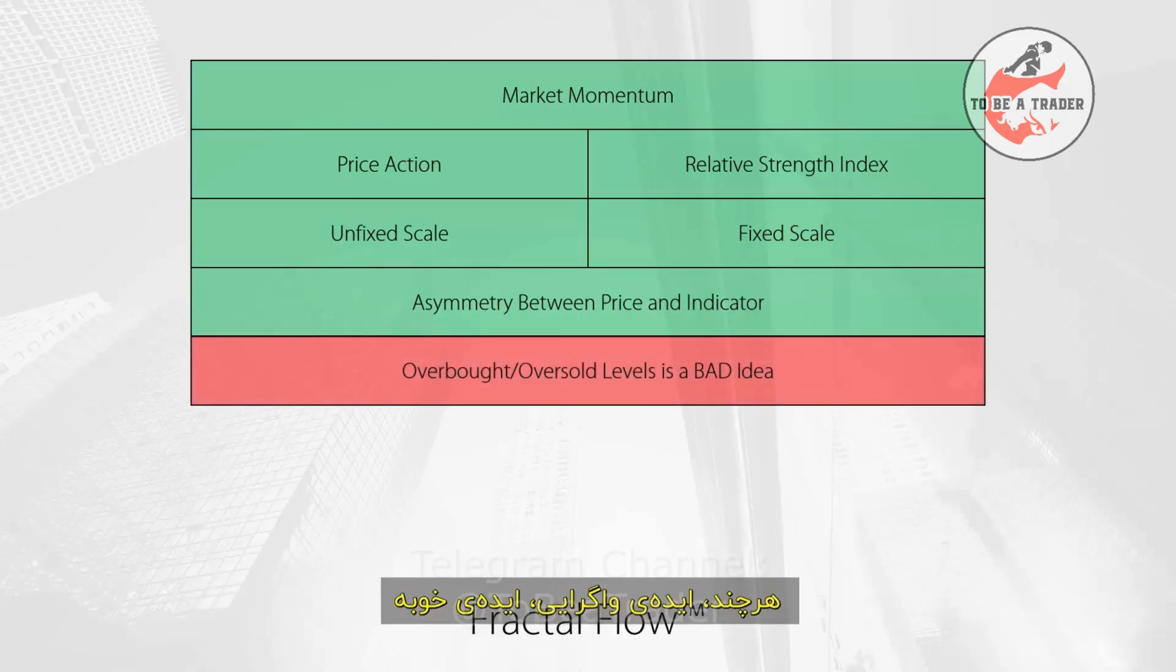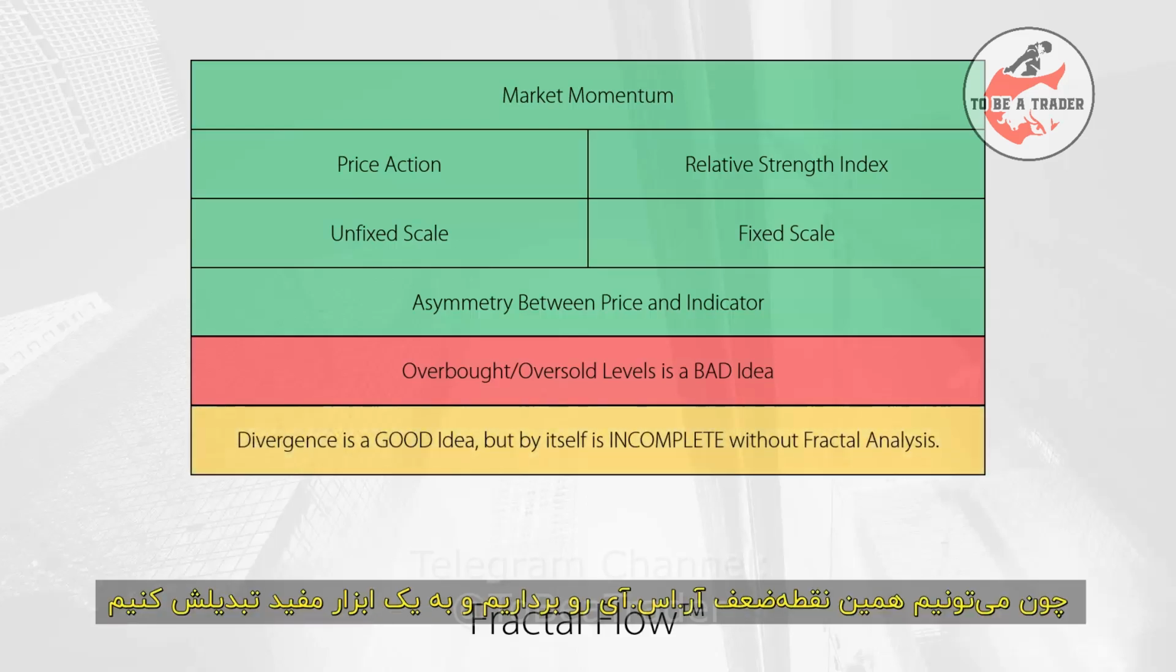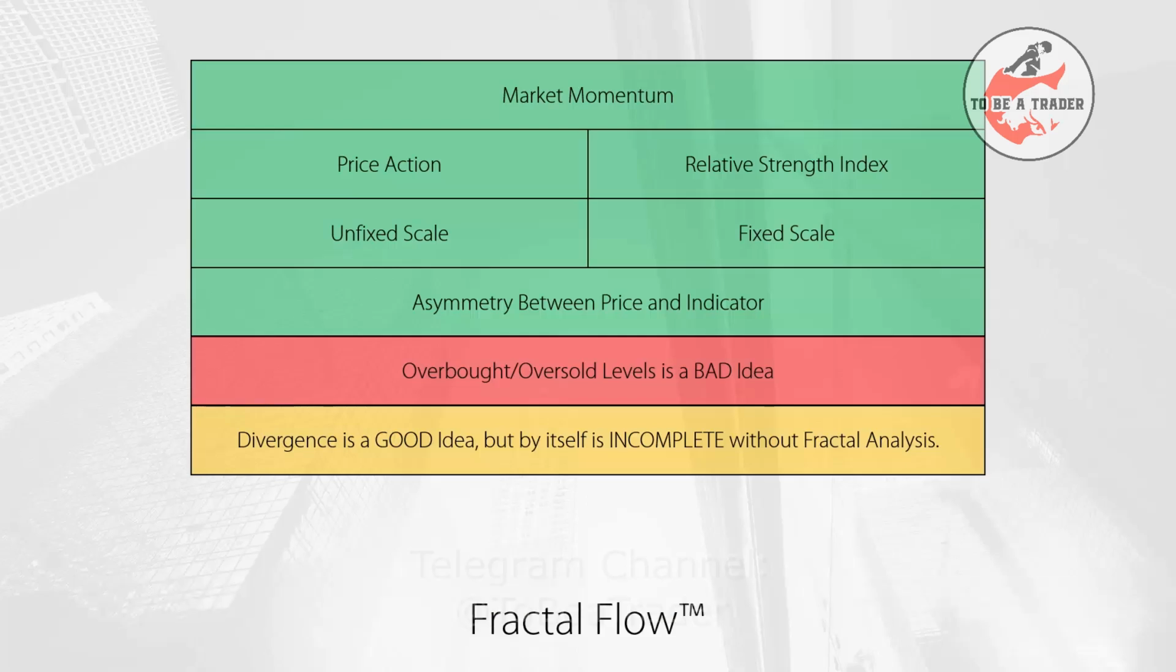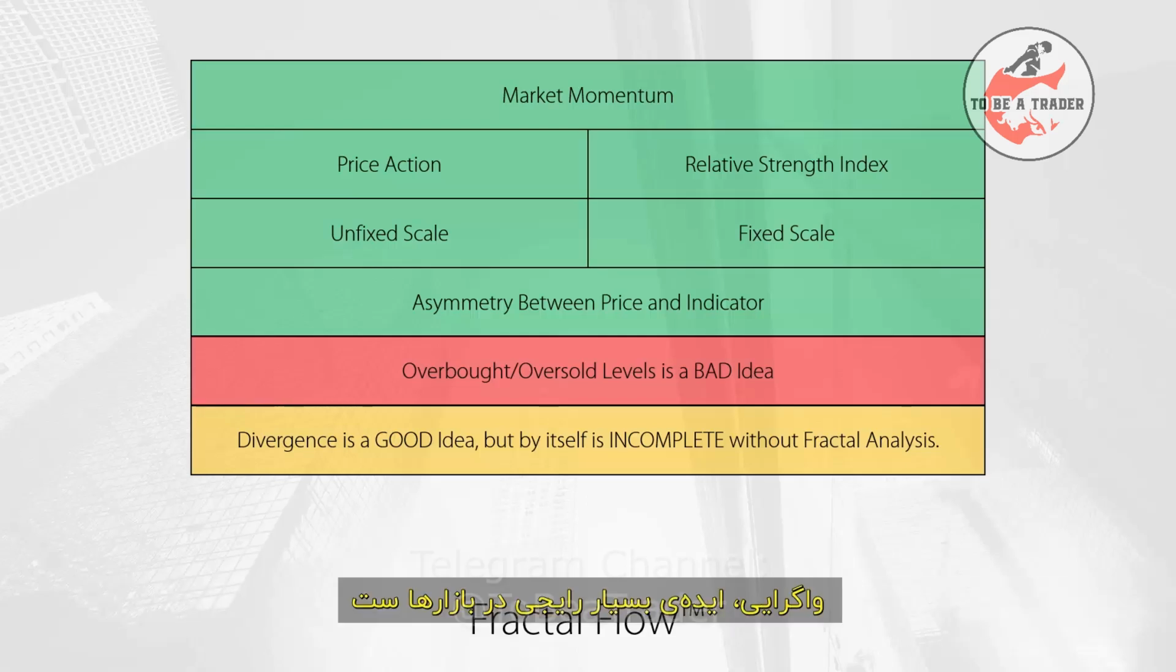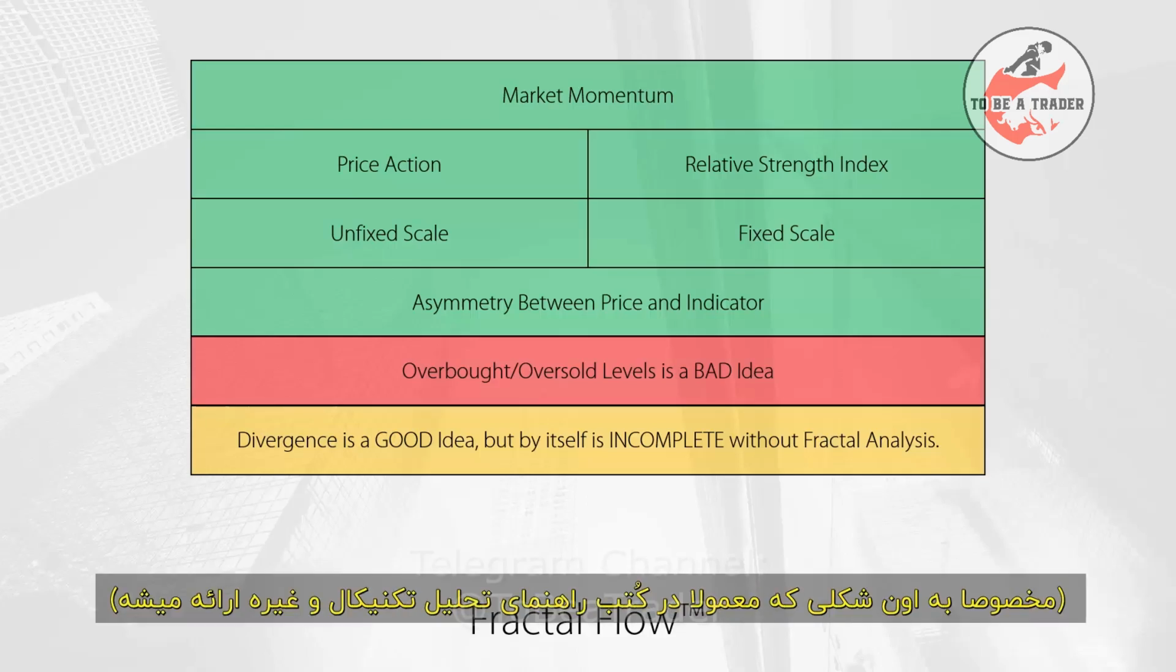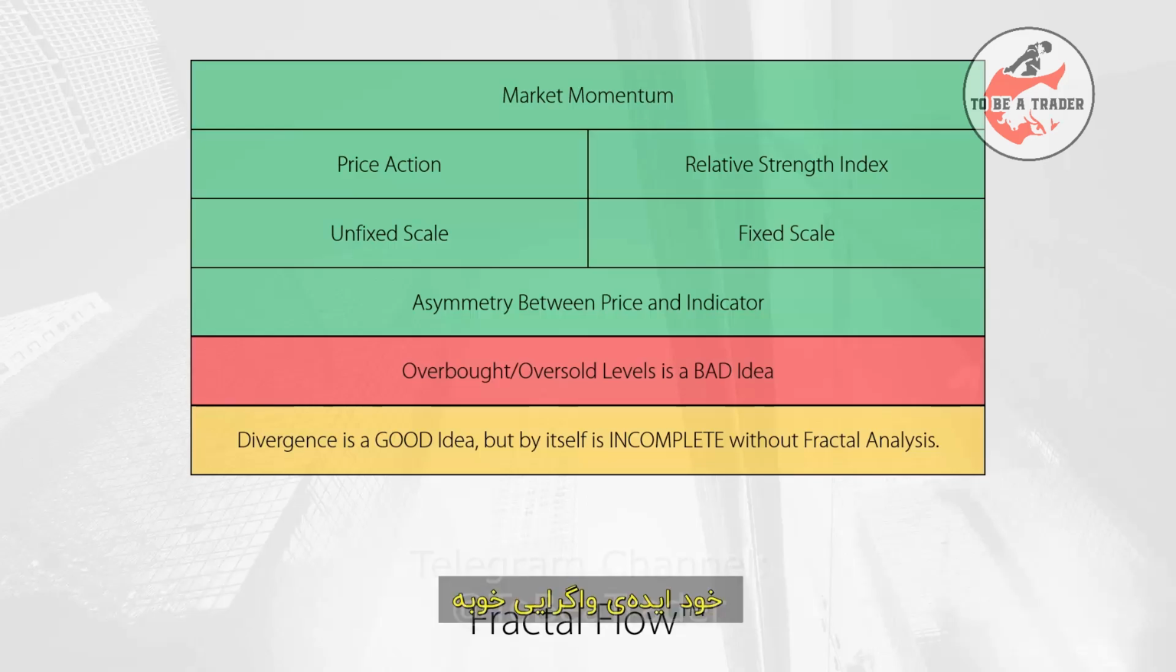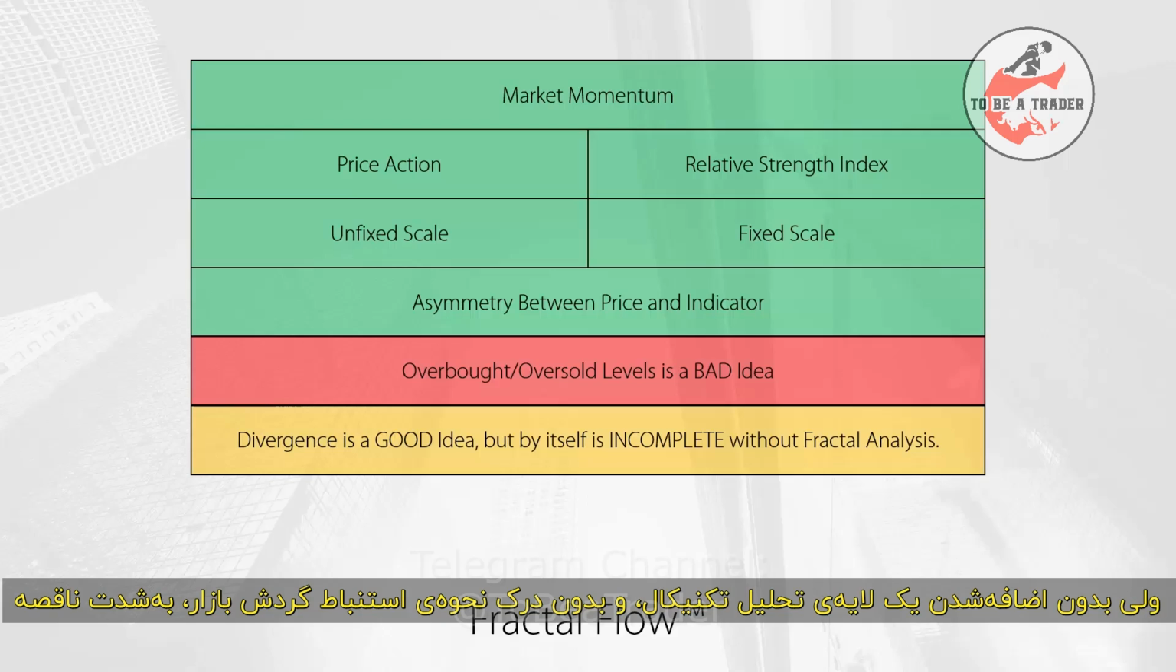However, the idea of divergence is a good one, because we can take the relative strength index weakness and turn it into a useful tool. Divergence is a very common idea in the markets, and many traders give up on it because this idea by itself is useless, especially in the way it is usually presented in technical analysis manuals and so on. The idea of divergence is good, but it is hugely incomplete without the extra layer of fractal analysis and the understanding of how to perceive the different market flows.